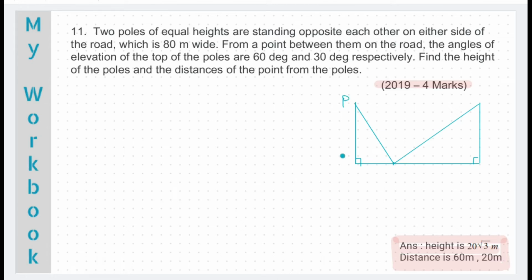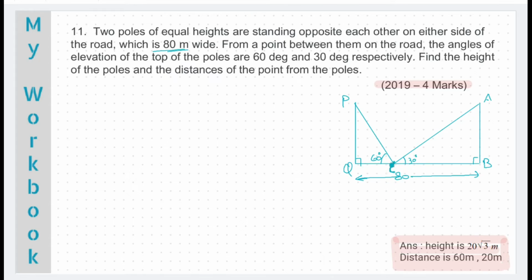Let PQ and AB be the two poles. Both are of the same height. And QB is the road. It is given the road is 80 meters wide. So QB is 80. Now from a point between them on the road, let's name it as C. From C, the angles of elevation of the top of the poles are 60 and 30 degrees. So this will be the 60 degrees and this will be 30 degrees.